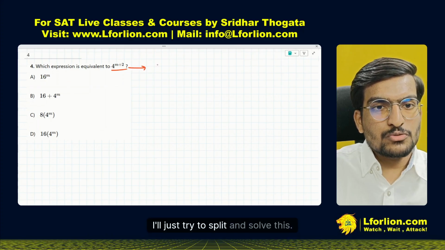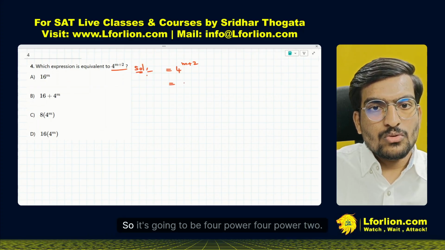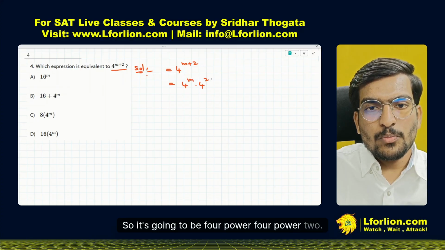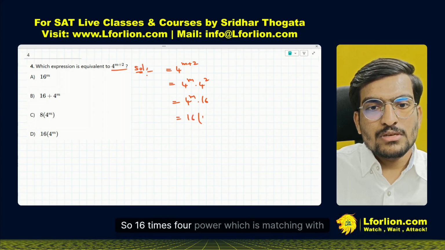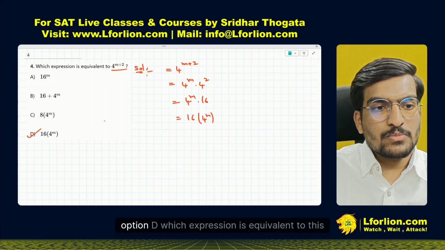I'll just try to split and solve this. So it's going to be 4 power 2. So 4 power we can't do anything, but 4 square is 16. So 16 times 4 power, which is matching with option D.